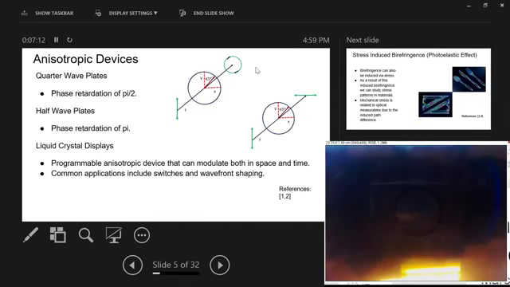The more interesting anisotropic device is the liquid crystal display, which can be programmed to have non-locally birefringent zones, so you can actually control the wavefront of light that goes through it, not just with one whole plane, but with multiple individual planes, so you can engineer the wavefront.